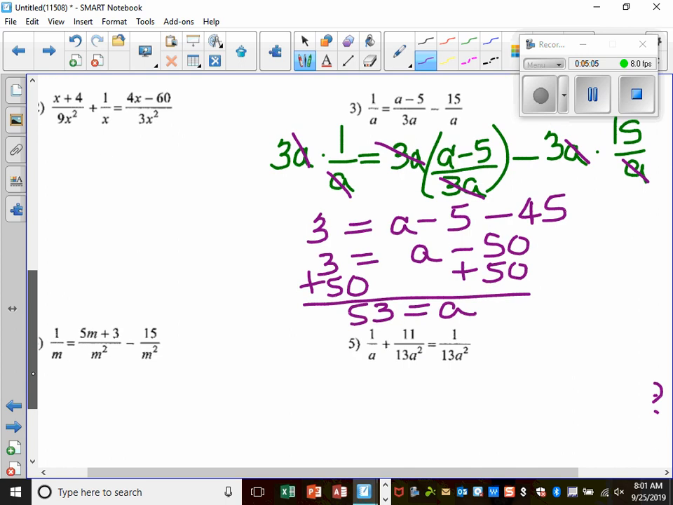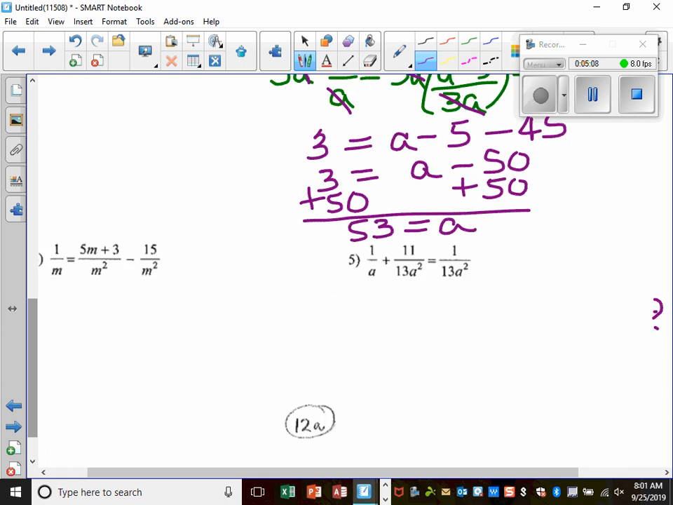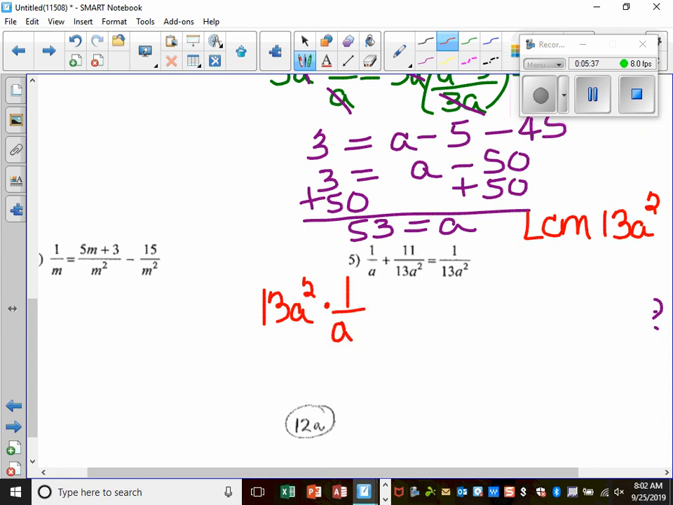All right, we'll do maybe one more of these. Let's take a look at question number 5. Any questions so far? All right, let's do question number 5. Who can identify the LCM for question 5? What you got? 13A squared. All right, so that's our LCM. So I'm going to simply multiply all the terms by 13A squared.